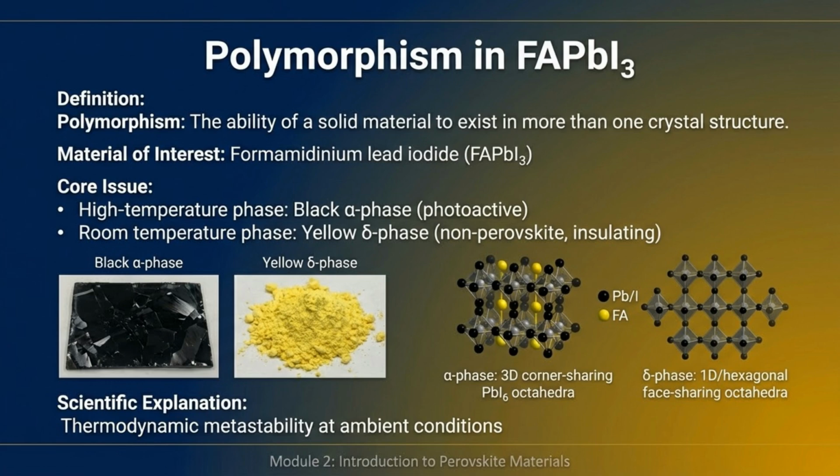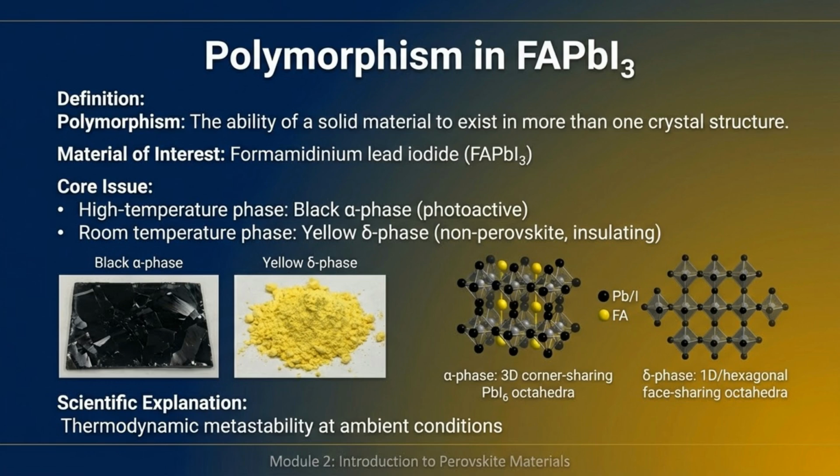However, at room temperature, this cubic alpha phase is not the thermodynamic ground state. Instead, the material transforms into a yellow delta phase. This delta phase is hexagonal and contains face-sharing octahedral chains rather than a 3D network. The change in octahedral connectivity dramatically alters the electronic band structure. The material becomes optically inactive for photovoltaic purposes and essentially insulating. This is not a chemical decomposition. No atoms are lost. Rather, the lattice reconstructs itself to reach a lower free energy configuration. This is a purely structural phase transition.